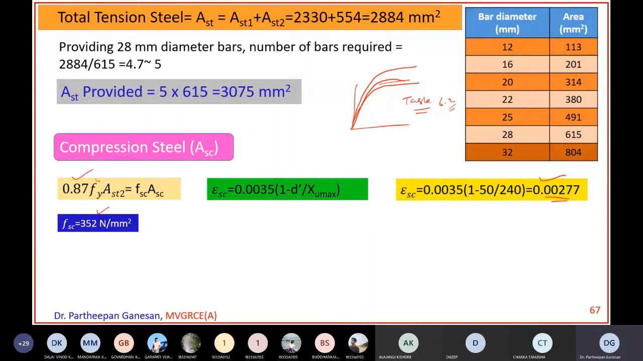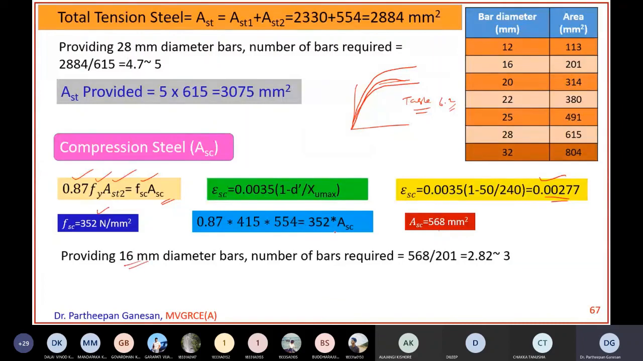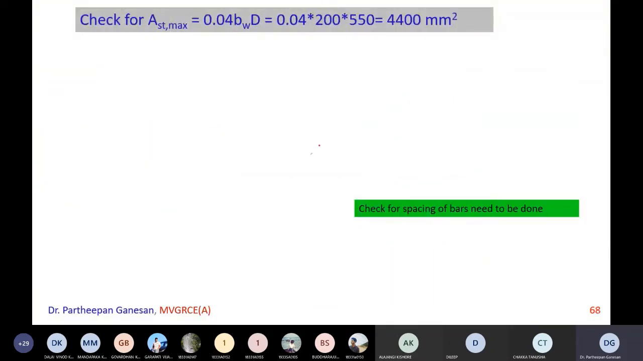So now Fy is known, Ast2 is known, Fsc is known. The only unknown is Asc, so you can easily find it out. Asc is coming out to be 568 millimeter square. Providing 16 mm diameter bars, 568 divided by 201 is coming out 2.82. So you have to provide 3 numbers of compression steel of diameter 16 mm. So Asc provided is 3 into 201, 603 millimeter square. Ast minimum you will not check because we are providing doubly reinforcement.